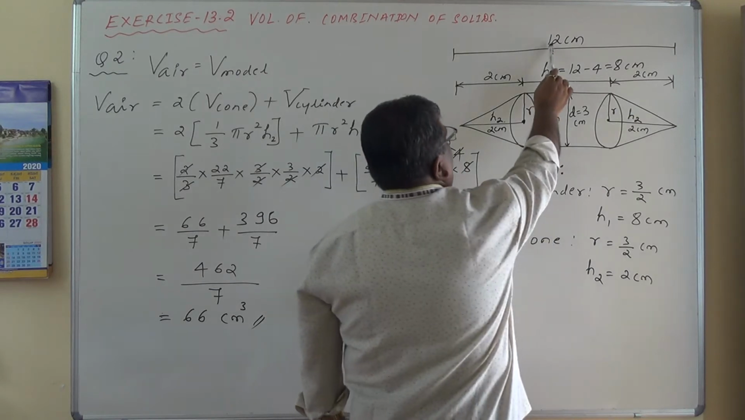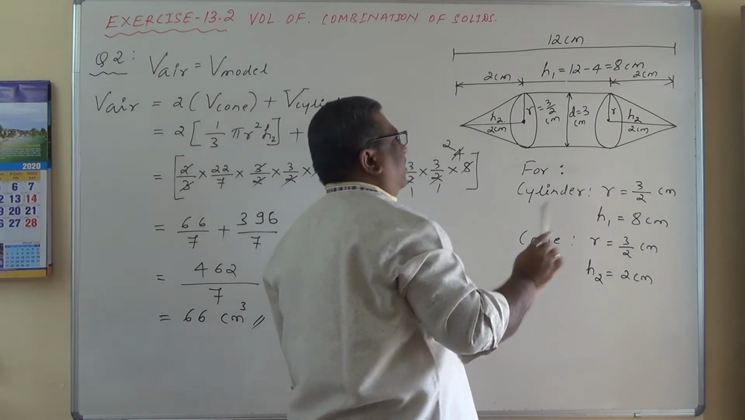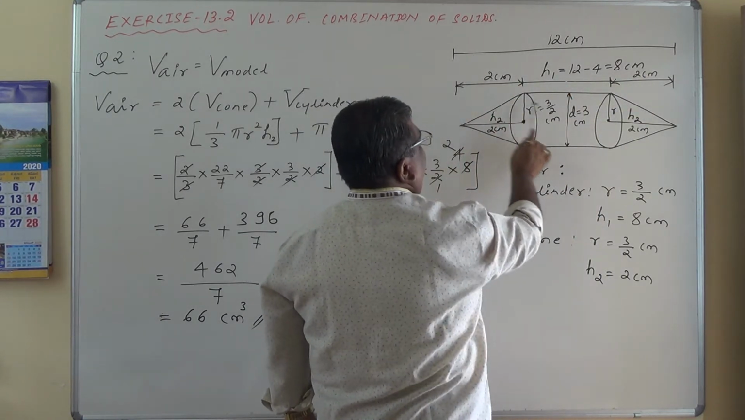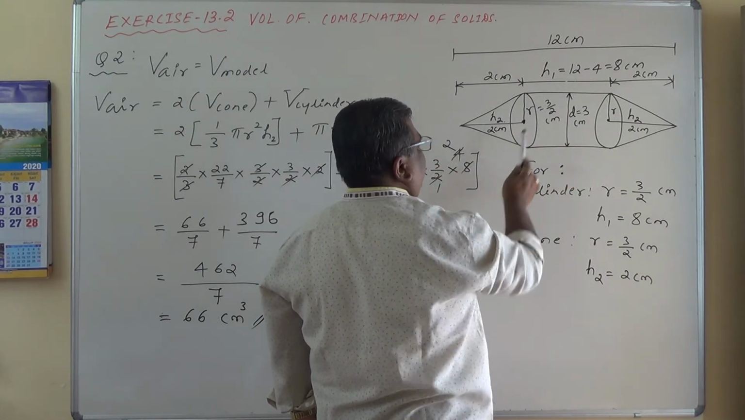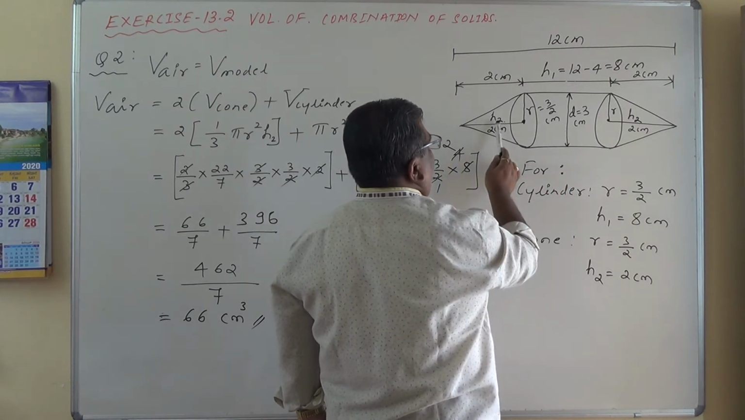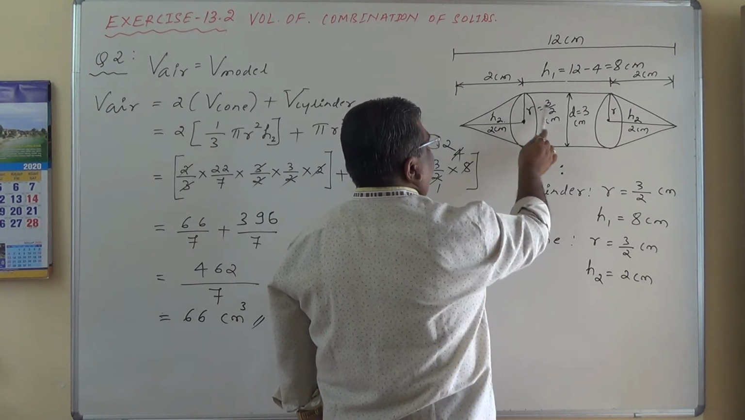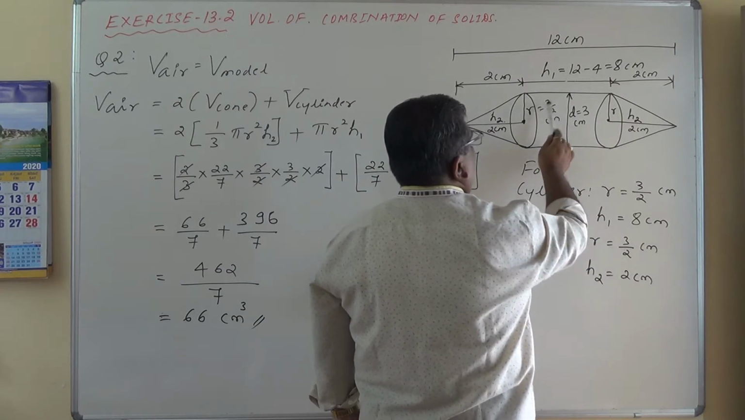So we can calculate the height of the cylinder also. Given information: total length 12 centimeter and diameter is 3 centimeter, so radius is 3 by 2, which is the same for the cone as well as for the cylinder, and height of the cone is 2 centimeter. So for the cone, radius is 3 by 2, height 2 centimeter. For the cylinder, radius is 3 by 2.